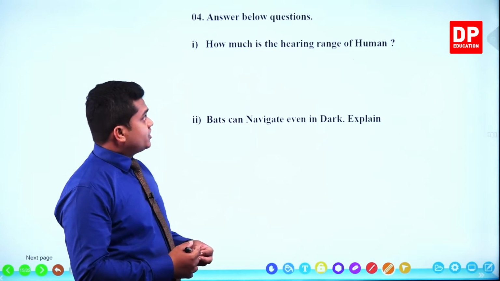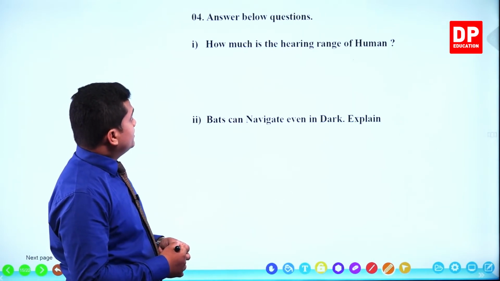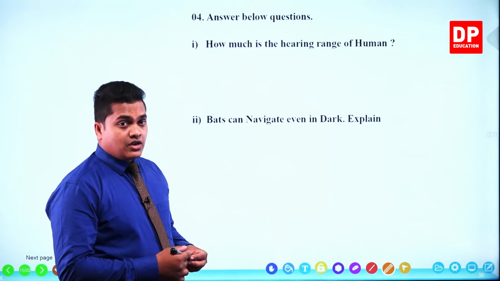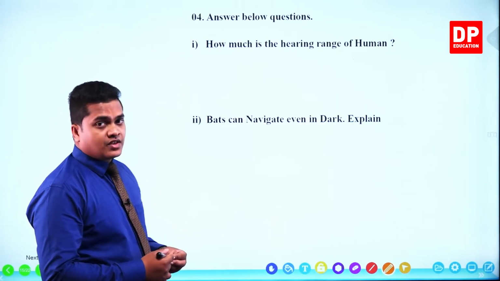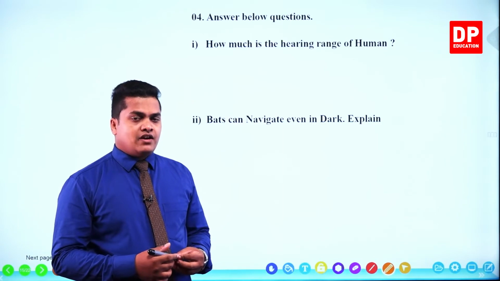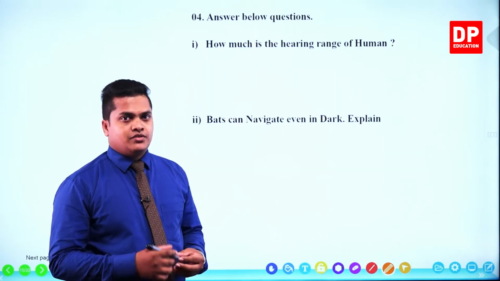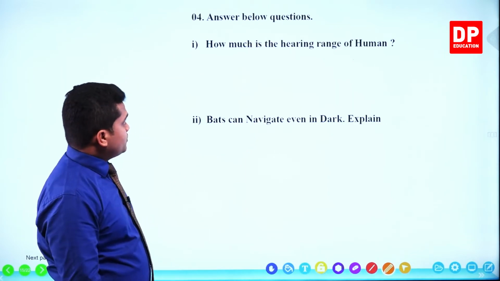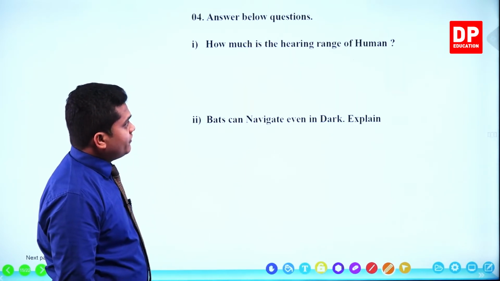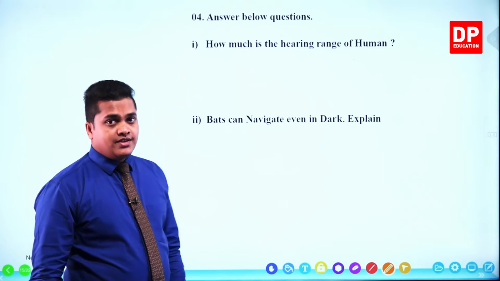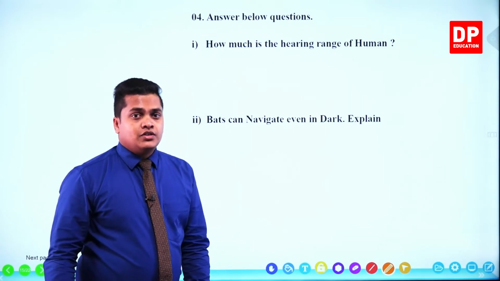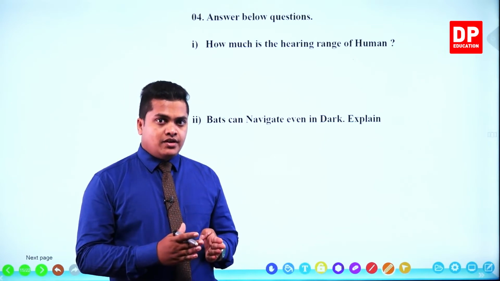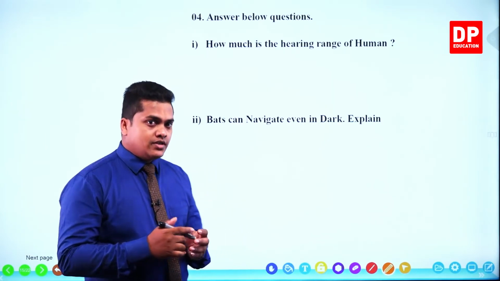So in the next question, you are given several questions to answer, right? Short answers are enough for these kinds of questions. You just need to write down the short answers. So the first one: how much is the hearing range of humans? You know that the hearing range of humans is from 20 Hertz to 20,000 Hertz.